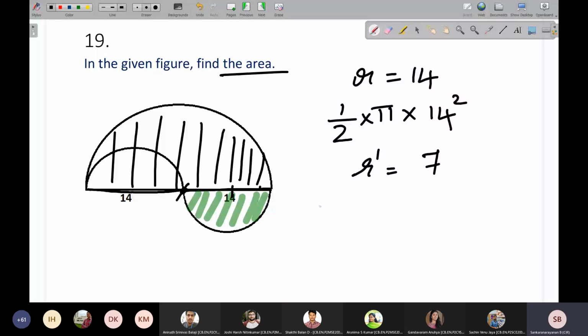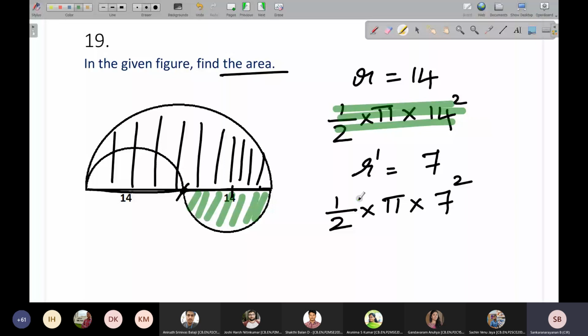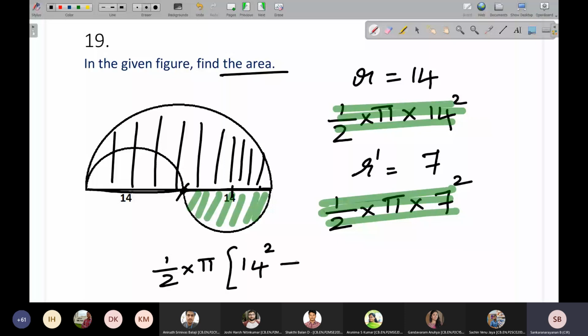Now, if you add these two areas that you have calculated, that is going to get you the final answer. So half of pi, I can take out the common factor, into 14 square plus 7 square. Simplifying this, you will get the answer. How much does the answer come to? Quickly do this: half of pi into 14 square plus 7 square. Quickly get me the answer.